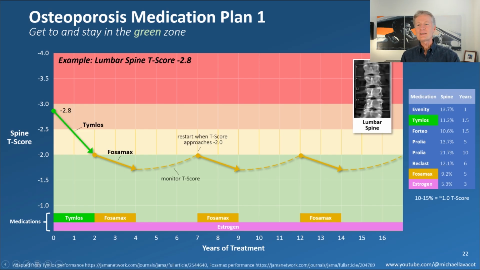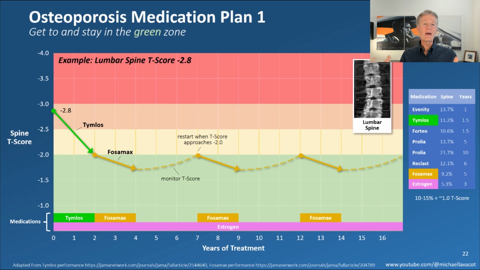Now, we could easily replace this Tymlos with Evenity, right? And in a year, we can even get more gains than what's shown here, and then we can transition to Fosamax. So that's another option. But if your hip isn't in that bad a shape, Tymlos, fantastic drug. Again, Tymlos is probably better than Forteo. It is across the board, it looks like, at least from a performance standpoint, and side effects are very similar.